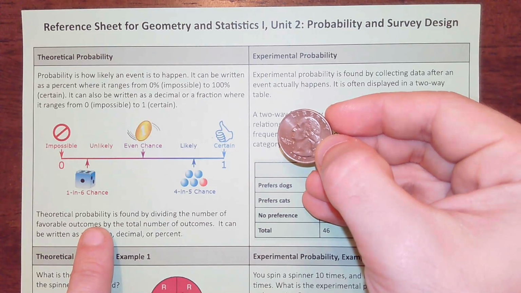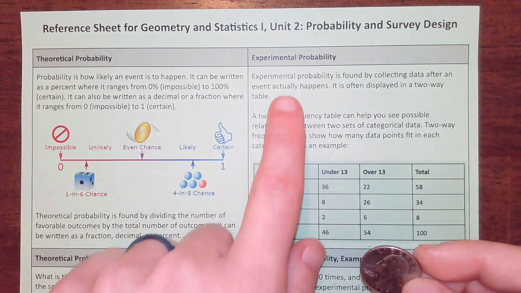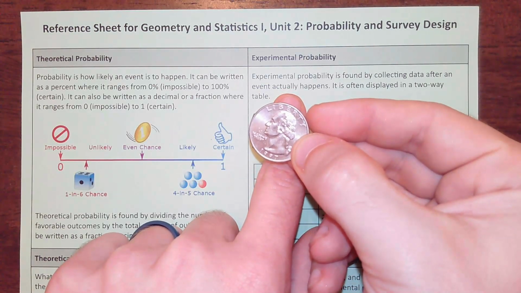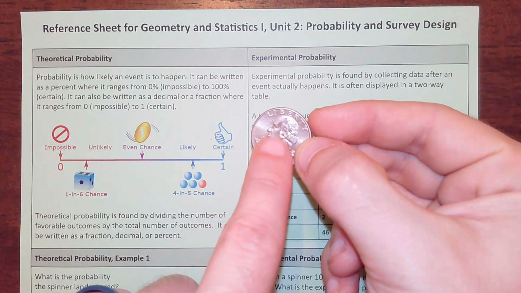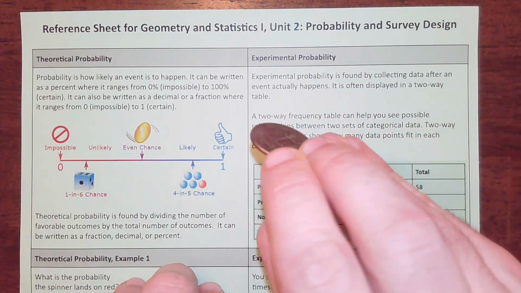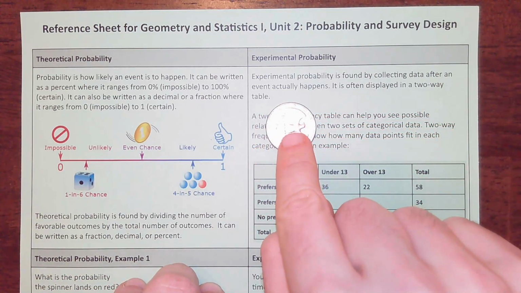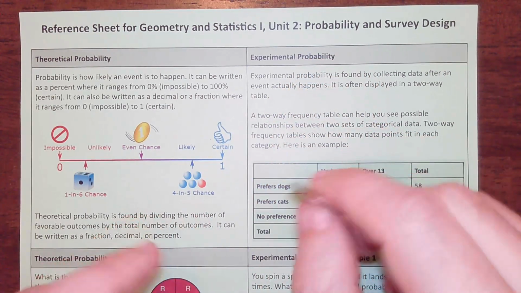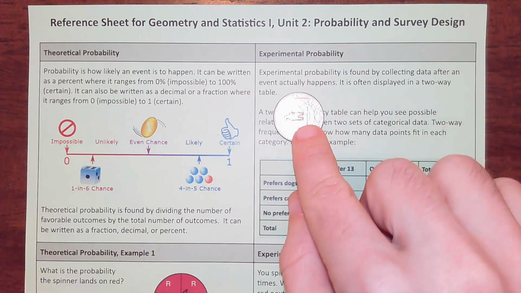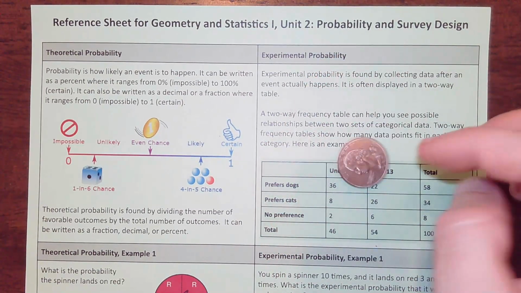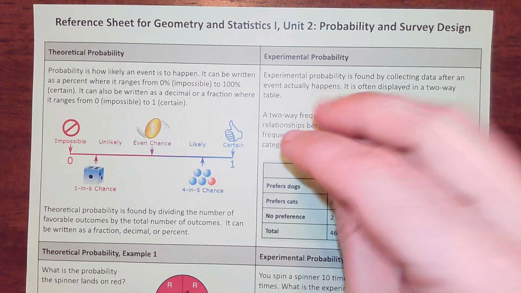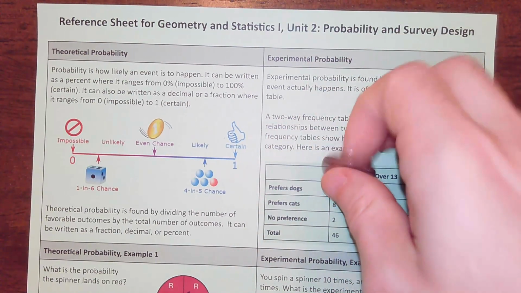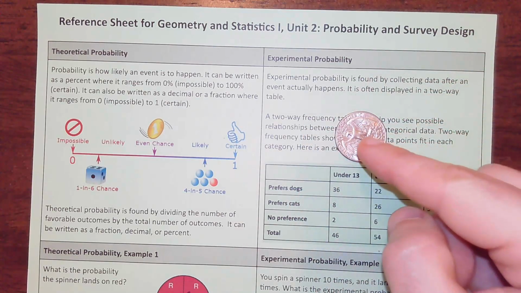That's the theoretical probability. But the experimental probability says, well, we don't know if the coin is actually a fair coin. Maybe this head side is heavier, so when you flip it, it'll come down more and you'll get tails more often. So we should flip it a bunch of times just to check. So if I flipped it, and let's say I got tails, and I flipped it and I got heads, and I flipped it and I got tails, tails, tails.